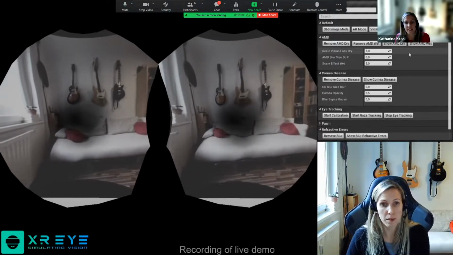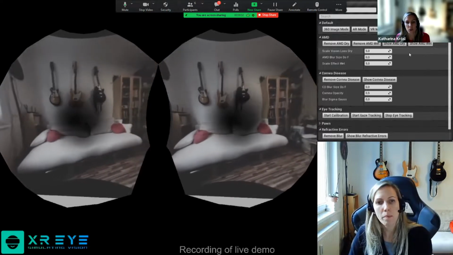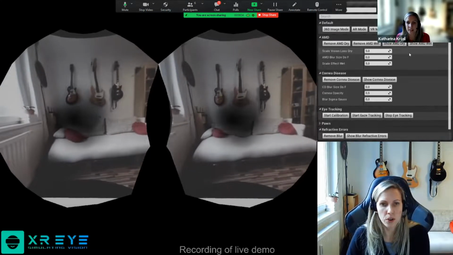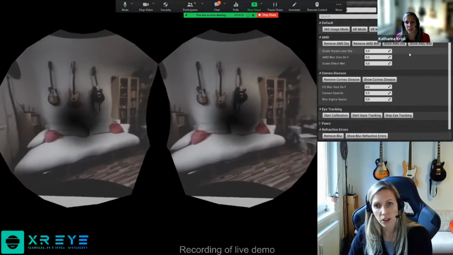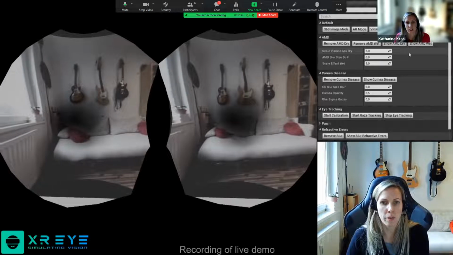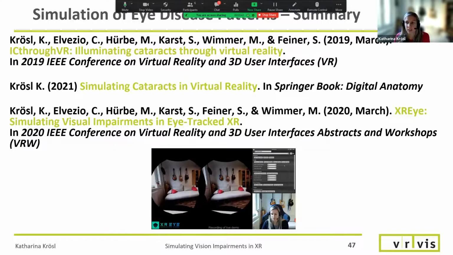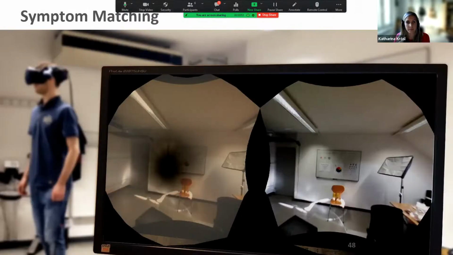But still, it's extremely difficult to visualize an eye disease when you're just told how it looks and you have never experienced it yourself. So we asked ourselves the question, how do we know the simulation is correct or realistic? Or how can we make it as realistic as possible? And the answer to this question is our symptom matching methodology.